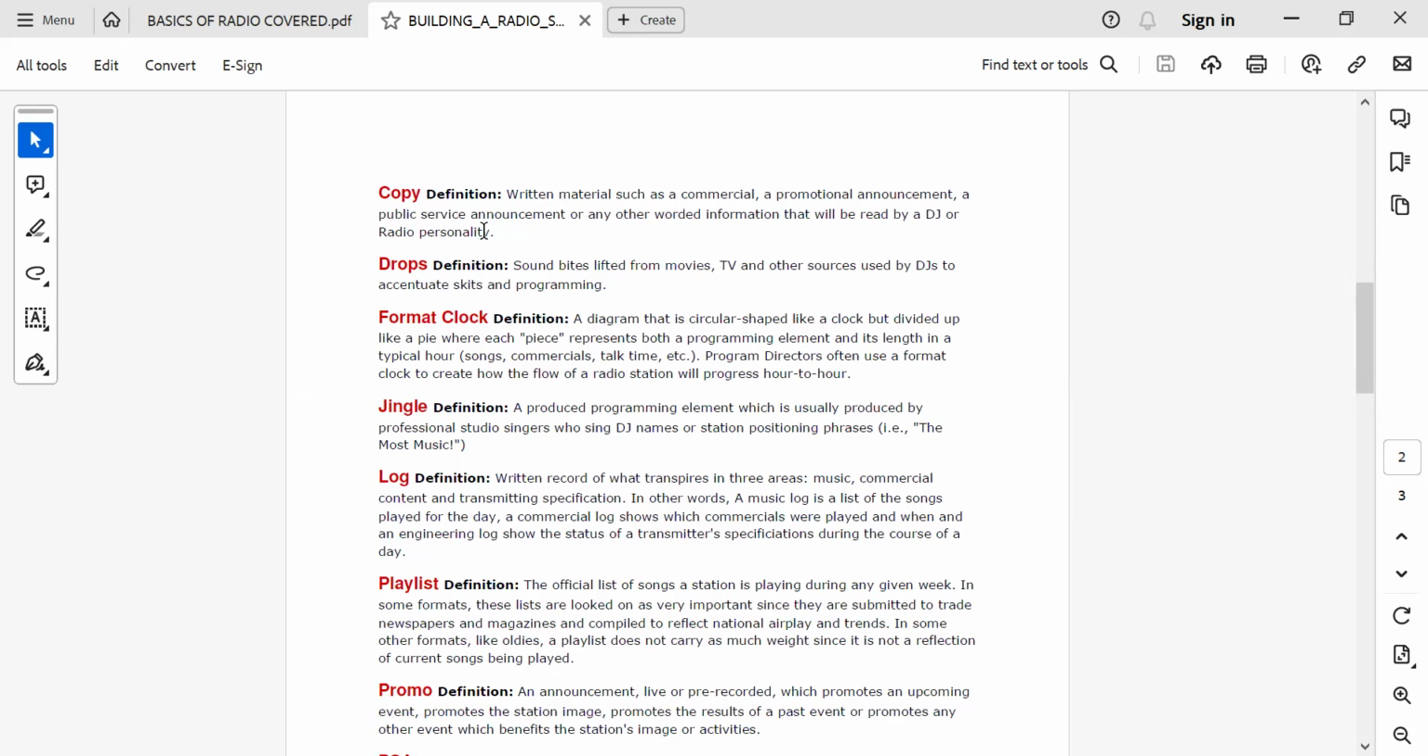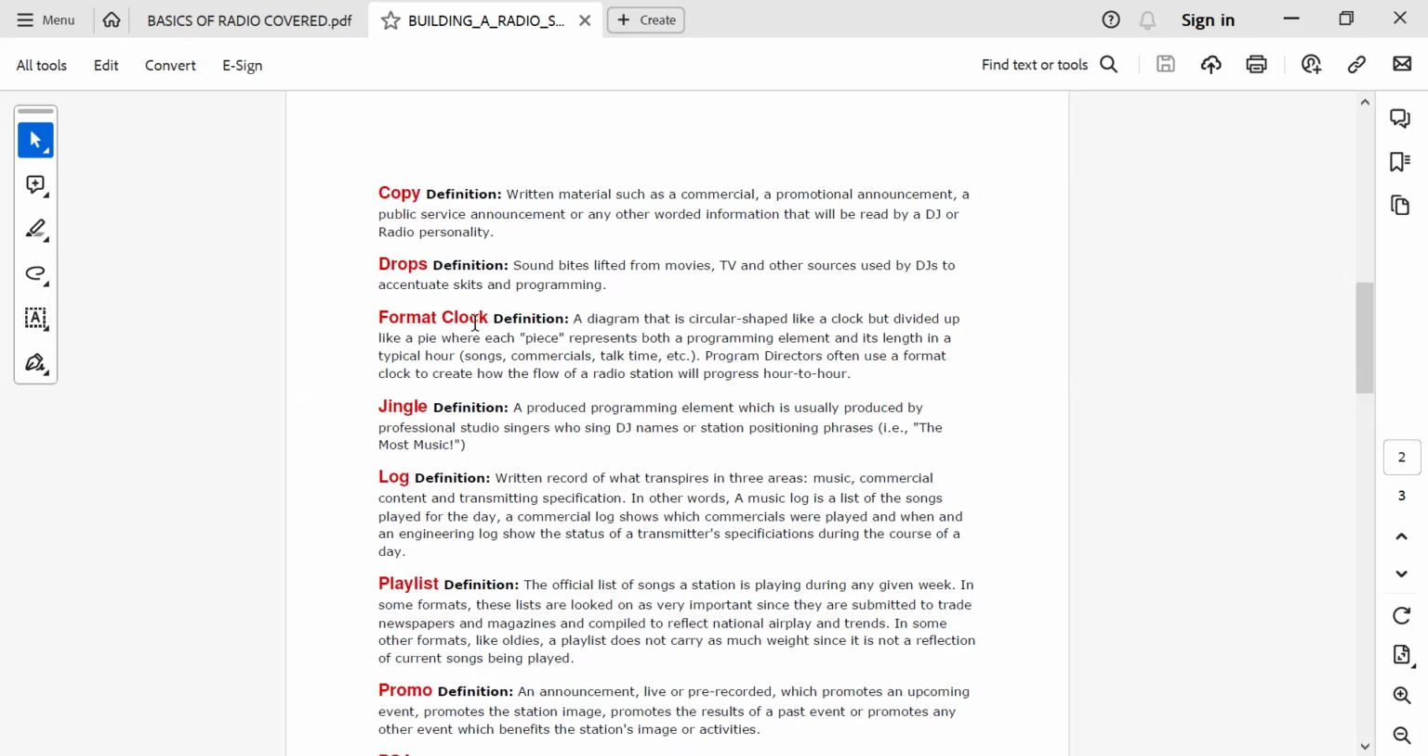And again, once again, like a live read, definitely we will get the copy for that as well, whether it be in or on the playback system, or it might be actual hard copy paper, right? So, drops. What are drops? These are sound bites lifted from movies, TV, and other sources used by DJs to accentuate skits and programming, right? So, different drops.